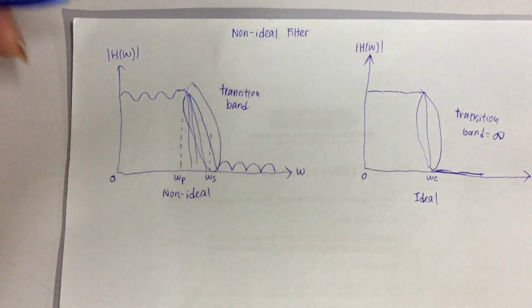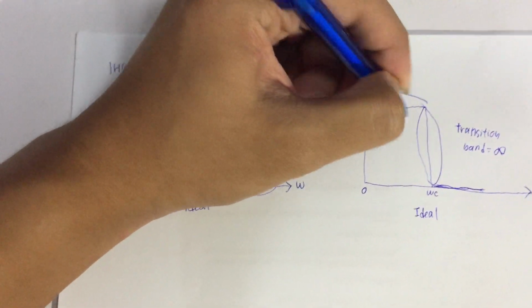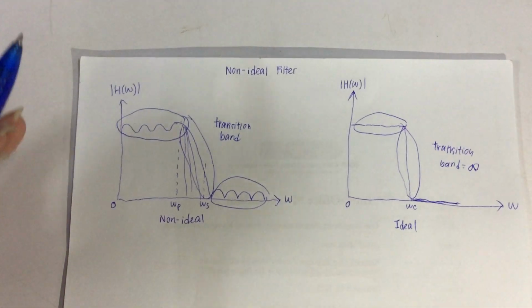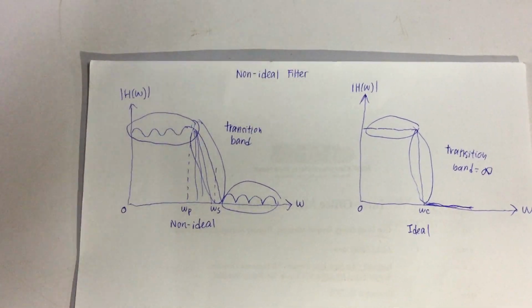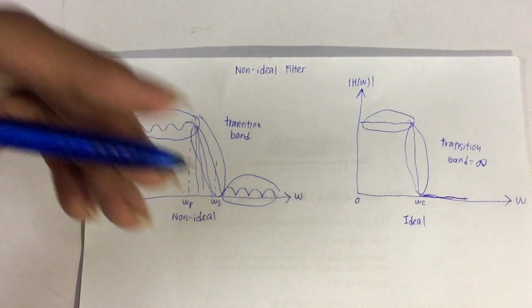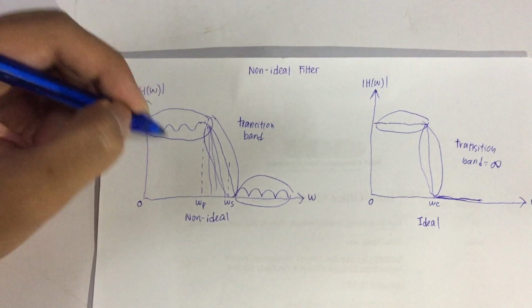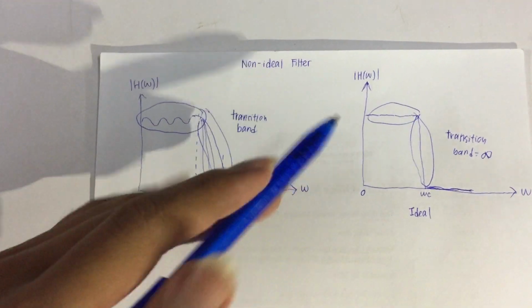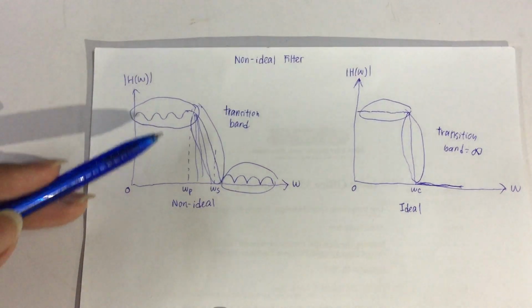The second main point is the ripple. As you can see, the ideal filter doesn't have ripple. The ripple is basically caused by noise, and in practice there is a lot of noise around, especially when we build a second order or higher filter, it will always cause ripple inside the filter. So we cannot obtain a straight, clear signal like the ideal in the non-ideal filter.